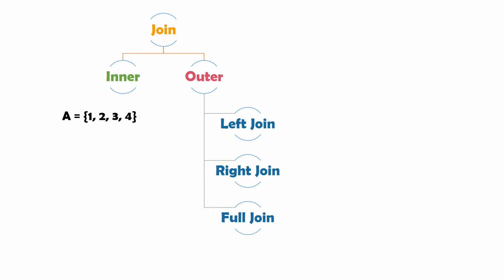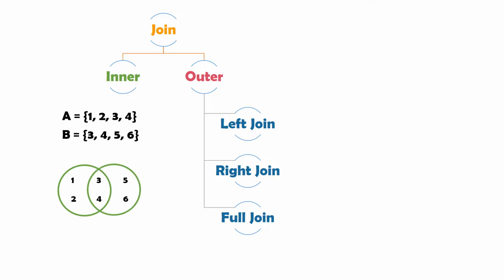Suppose we have two sets, A and B. A has the following numbers and B has the following numbers. We want to calculate the inner join. Inner join means that we only get the numbers that are in both A and B. In our example, the numbers 3 and 4 are in both A and B. That means, if we implement the inner join function, we only get the numbers 3 and 4 as output.